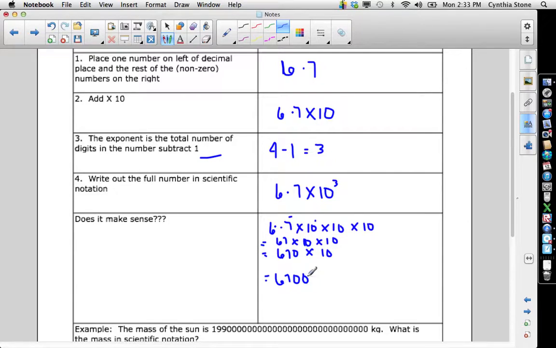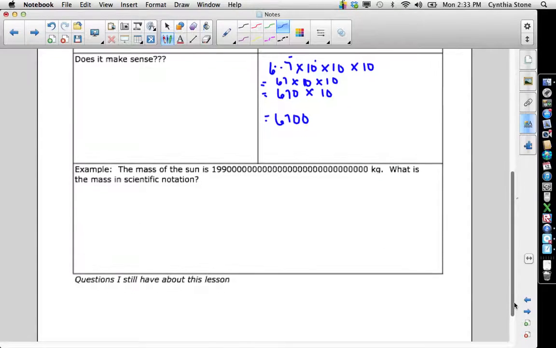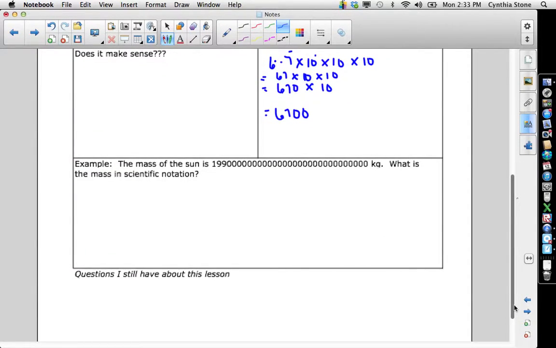Okay? Moving down to another example. The mass of the sun is that huge number. What's that in scientific notation? Now, I actually told you the answer already, but let's just go ahead and follow the steps that I told you. One number on the left of the decimal, the rest of the non-zero on the right, and then the total number of digits subtract 1. So now you've got to go through this hassle.